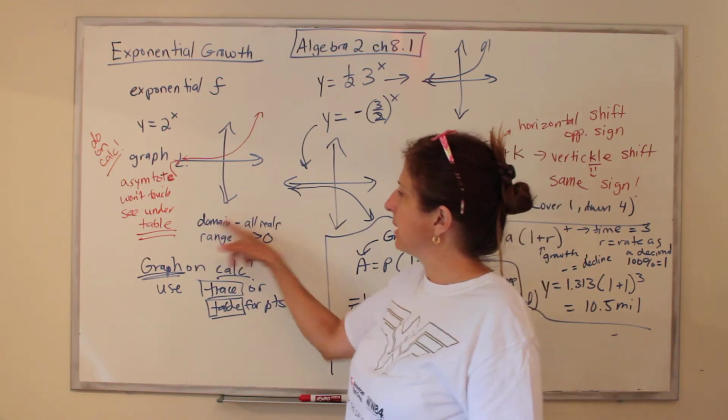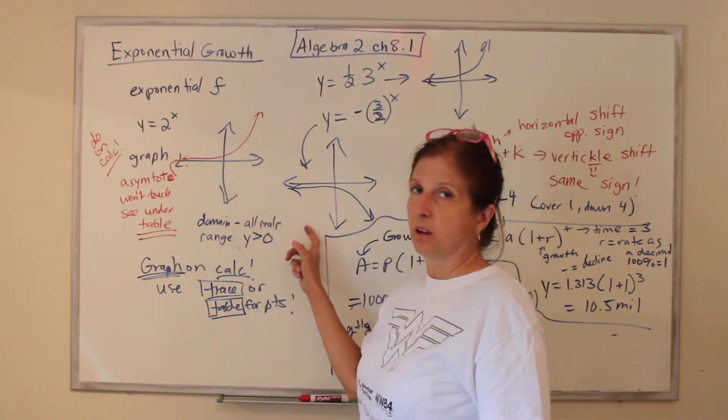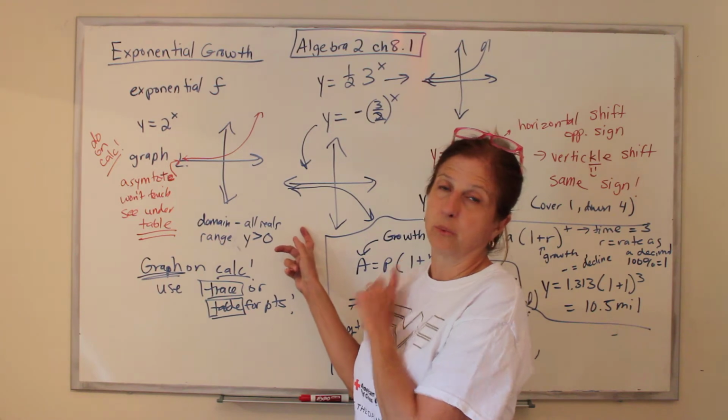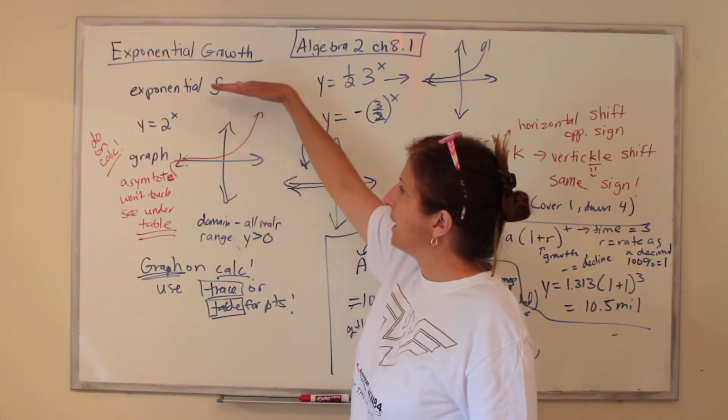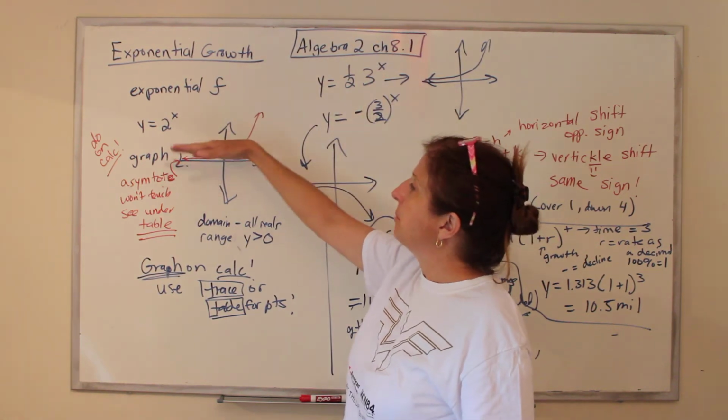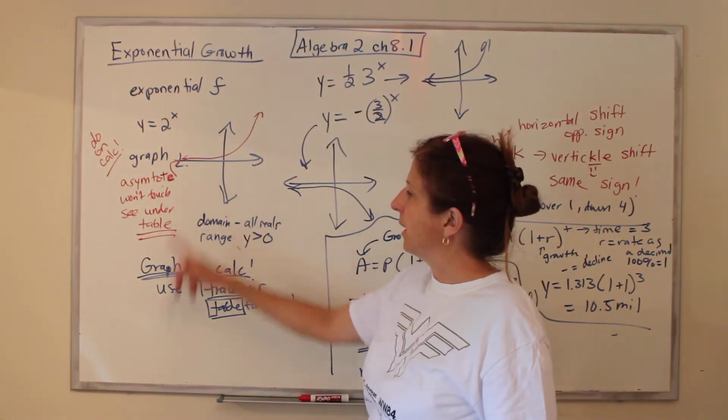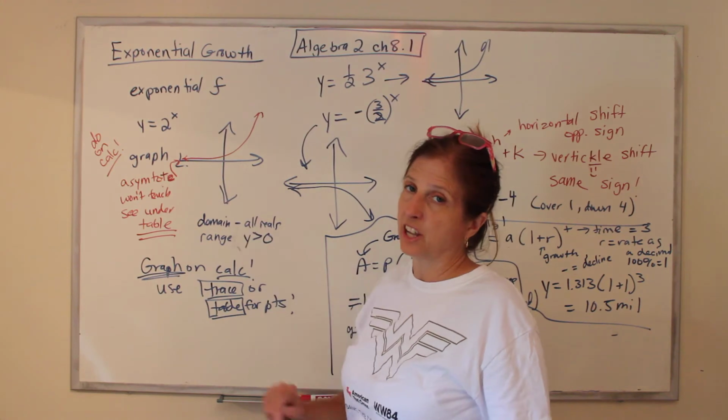So for this, my domain, my x's, is all real numbers, or all reals as we cool kids call it. But the range has to be greater than 0. The y's can go on forever, but they cannot touch 0 because it's an asymptote.